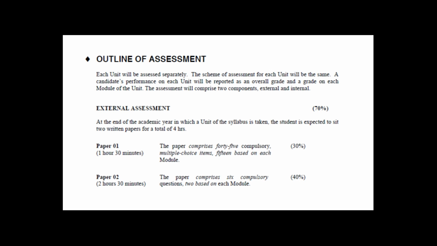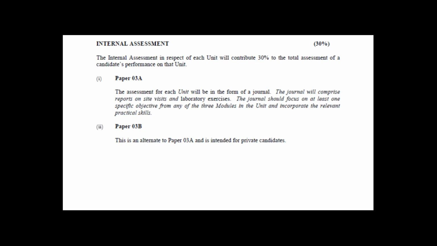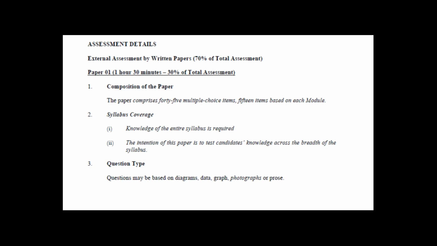So paper 1 consists of 45 compulsory multiple choice items, 15 on each module. This is worth 30%. And paper 2, the six compulsory questions, is worth 40%. As I said, the internal assessment is worth 30%. More on that in a minute.